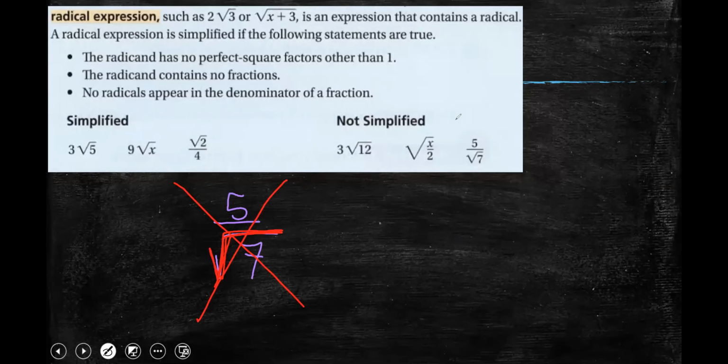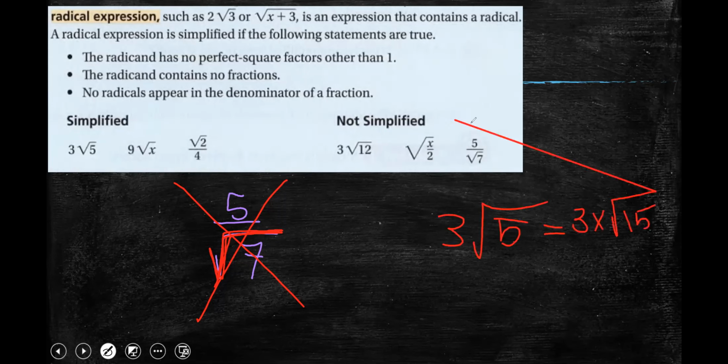Teacher, when I say 3 square root 5 or 3 square root 12, what do I mean? Yani 3 multiplied by square root of 5? Yes, exactly. 3 square root of 5 means 3 multiplied by square root of 5. Okay.